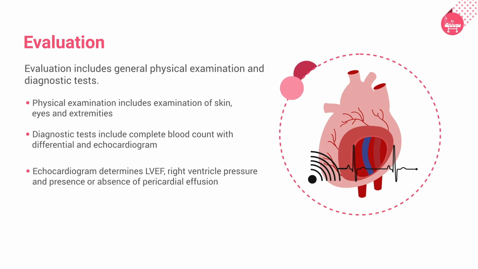Diagnostic tests include complete blood count with differential, thyroid-stimulating hormone, and, in a case of shock, STAT echocardiogram with inferior vena cava variability can be done along with stabilizing measures. Echocardiogram determines left ventricular ejection fraction, or LVEF, right ventricle pressure, and presence or absence of pericardial effusion. If the LVEF and the right ventricular function are adequate, as in the case of distributive shock, then the inferior vena cava variability will play a role in managing fluid resuscitation.